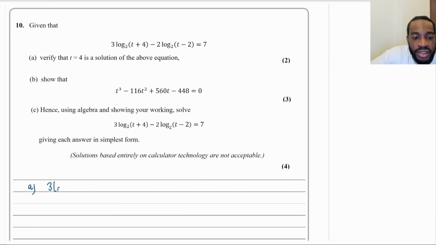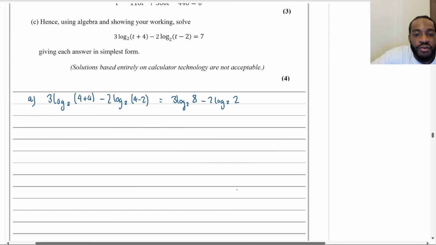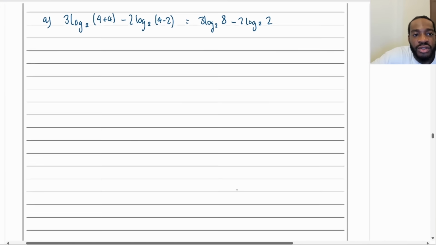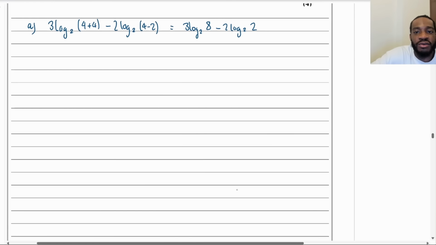So we've got 3 log base 2 of t plus 4, so it'll be 4 plus 4, minus 2 log base 2 of 4 take away 2, okay? What is that equal to? So this is 3 log base 2 of 8 minus 2 log base 2 of 2, okay? Now from here, we can use our log laws. We don't need to use a calculator. That's no fun. There's no fun in that.